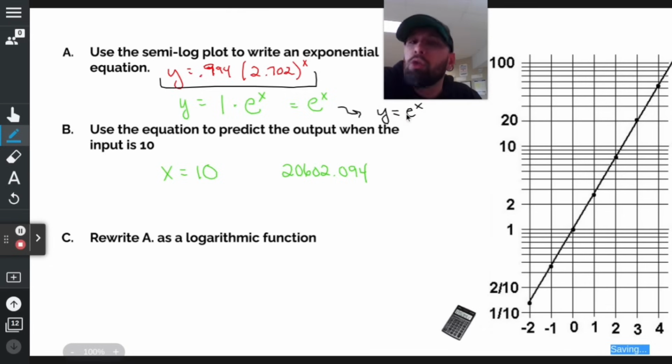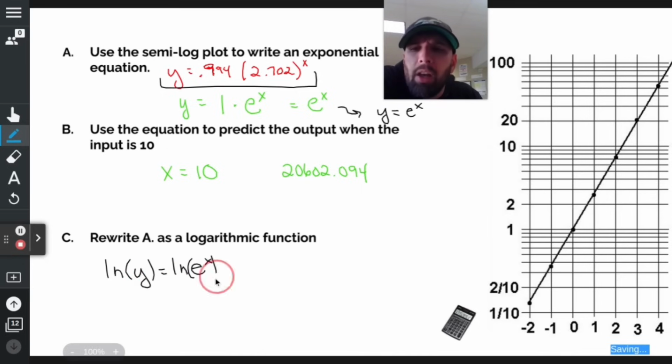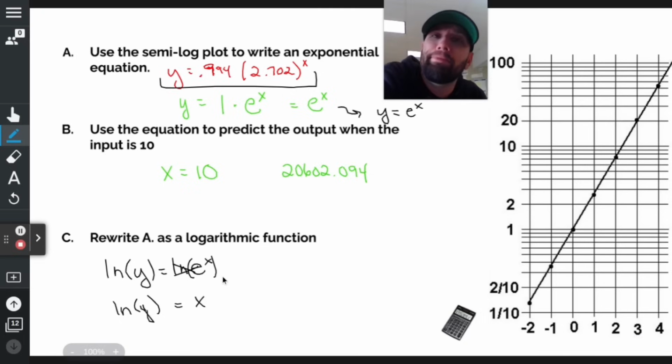Okay, I'm going to write that out as a logarithmic function. Well, all I have to do if it's y equals e to the x is I can just ln both sides. And what that does is it cancels that out and lets that be x equals ln of y. Finding Dory, ln, DeGeneres.